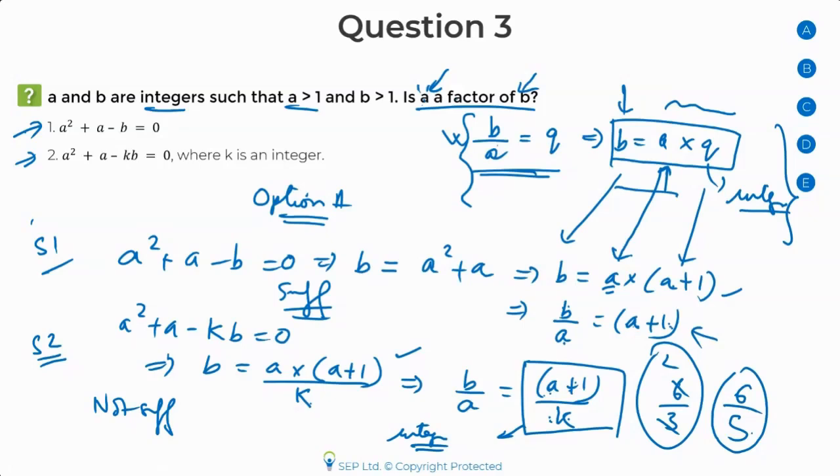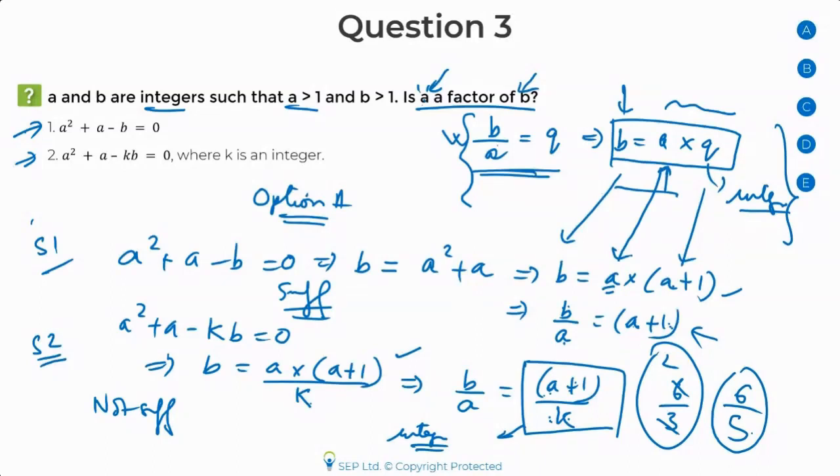Now, Arun has a question. We know B by A is an integer, K is also an integer. So, integer times integer is integer, which means A. Yeah, Arun, see, understand this. A plus 1 is an integer. There's no problem with it. K is also an integer. There's no problem with it. But I don't know whether A plus 1 by K will divide perfectly or not. I hope you get that point.